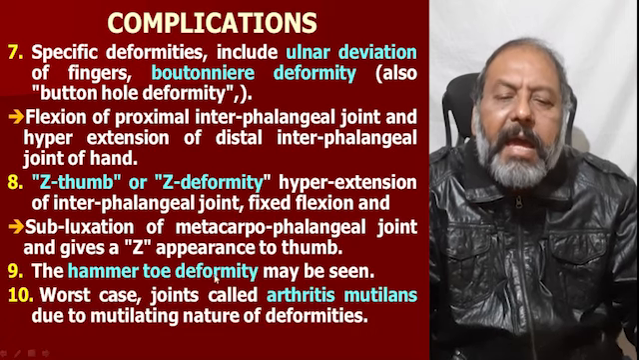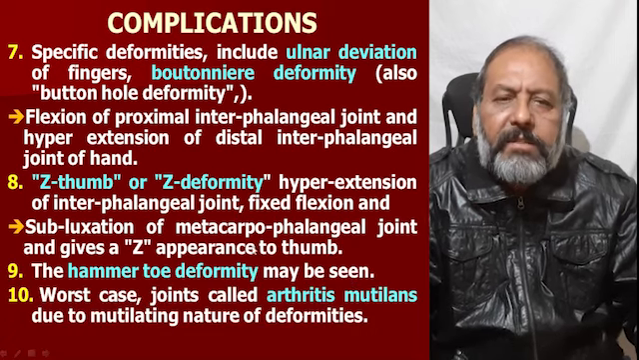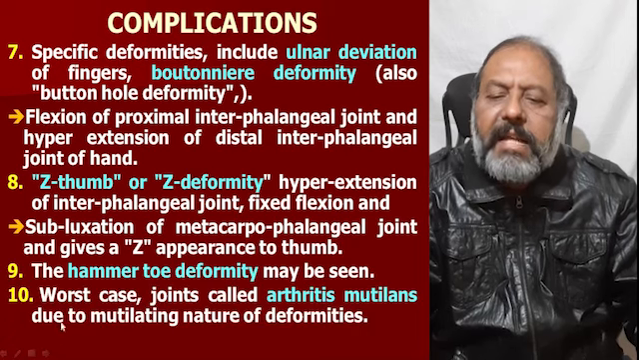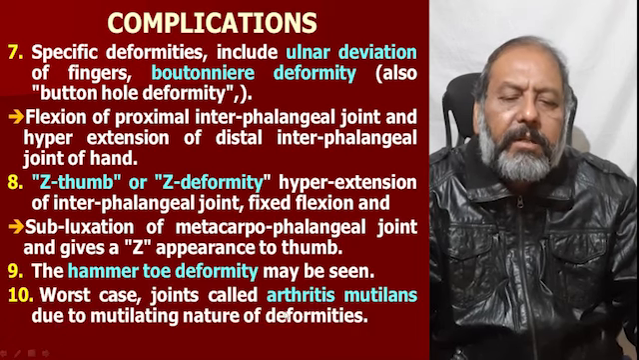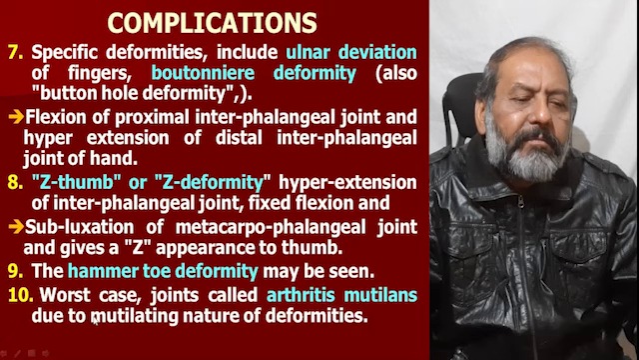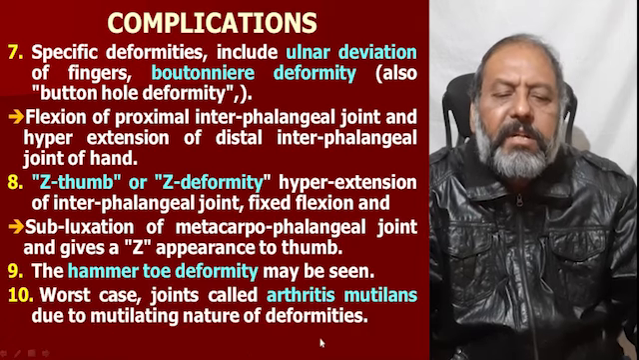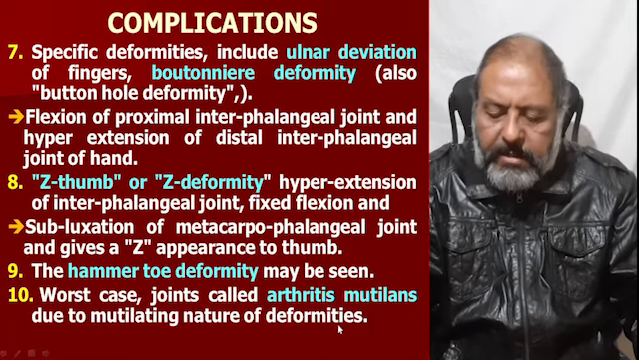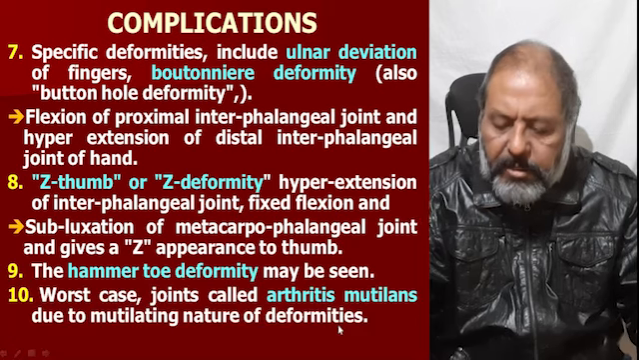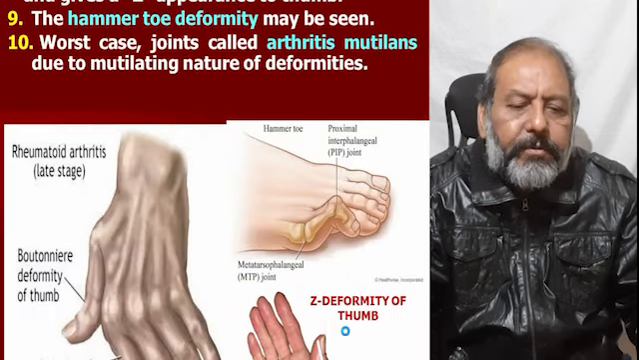Ninth is the hemato deformity, which is also seen, and the tenth is the worst case, arthritis mutilans, due to the mutilating nature of the deformities, which causes mutilation of the fingers.